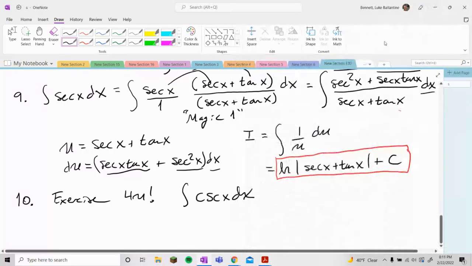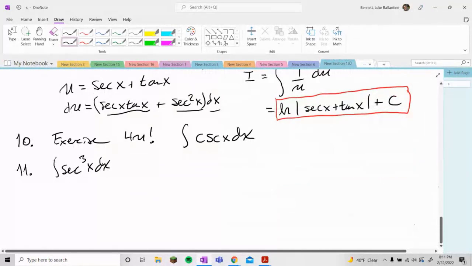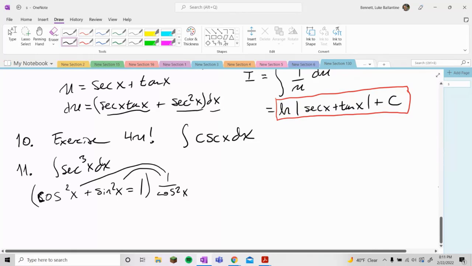Now we're going to use integration by parts to evaluate secant cubed x dx. Okay. So we know that cosine squared x plus sine squared x equals 1. If I multiply both sides of this equation by 1 over cosine squared x, I would hit it here, here, here. 1 plus tangent squared x equals secant squared x. That's how you get that formula.